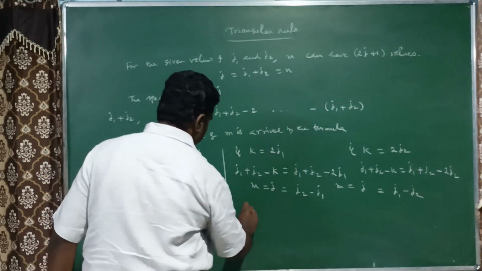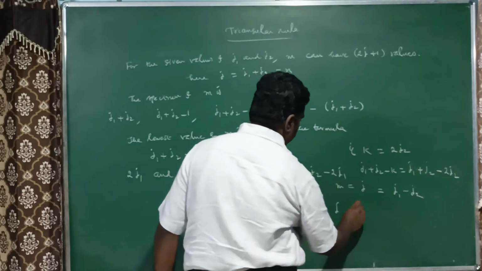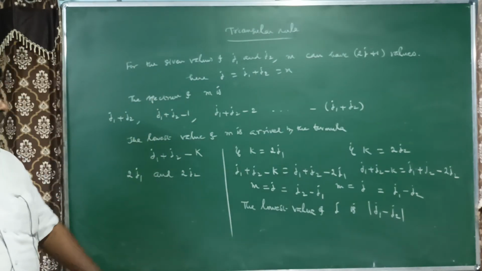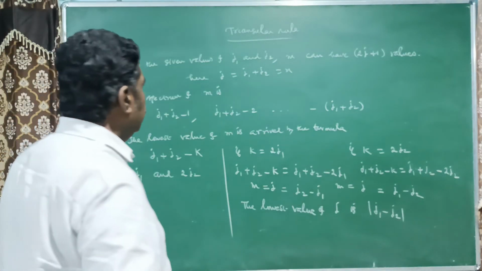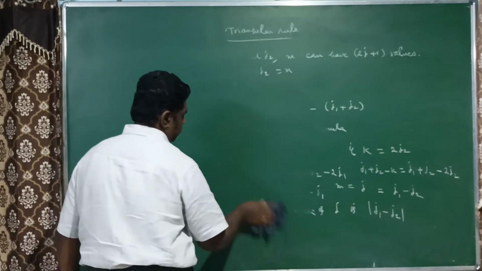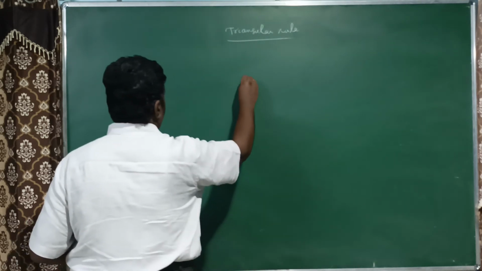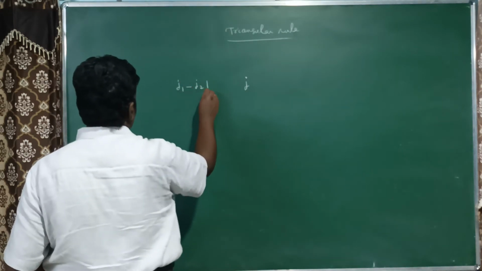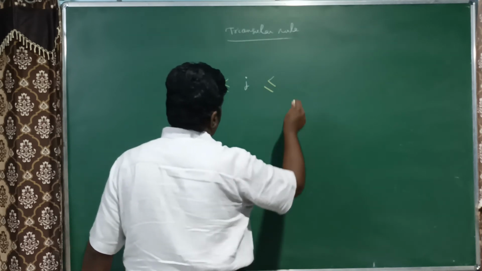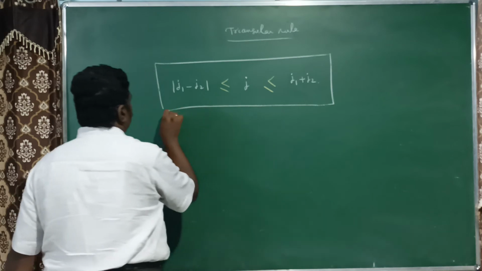So in general, the lowest value of J is modulus of J1 minus J2. The highest value of J is J1 plus J2. With the help of this, we can develop the condition called the triangular rule, which is suitable for a non-vanishing CG coefficient. The value of J should be greater than or equal to modulus of J1 minus J2, and less than or equal to J1 plus J2. If this condition is satisfied, the CG coefficient is not vanished.